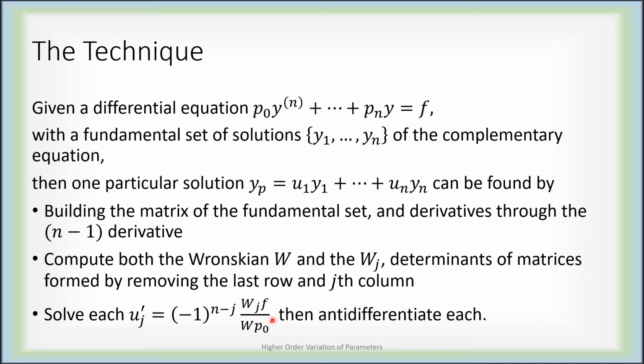Notice the only thing that changes as you change the index j is that this alternates between plus or minus 1, and this numerator gets a Wj. Otherwise, the forcing function over the determinant of the Wronskian times p naught is the same in every expression. So you get all these uj primes, you anti-differentiate each of them, and then you have your particular solution. Now this sounds like a lot. It's very intimidating at first. However, once you get the hang of it, it's actually quite mechanical and a nice flow to go through.